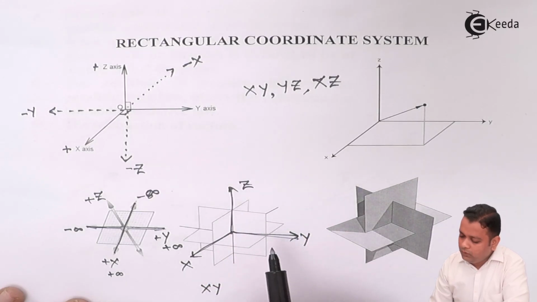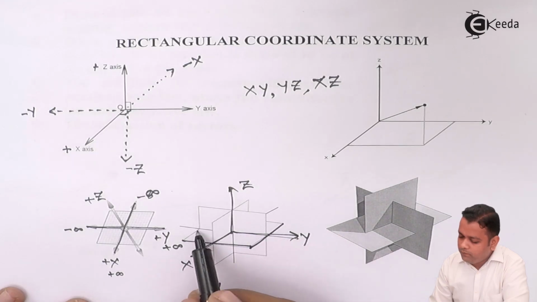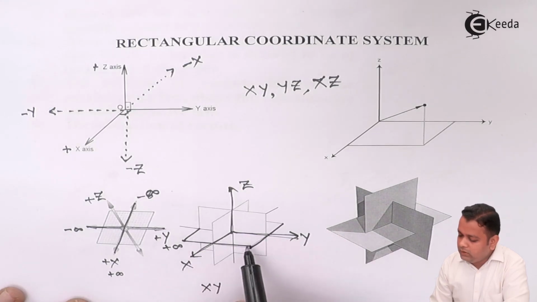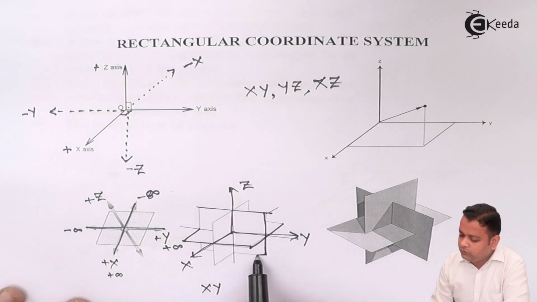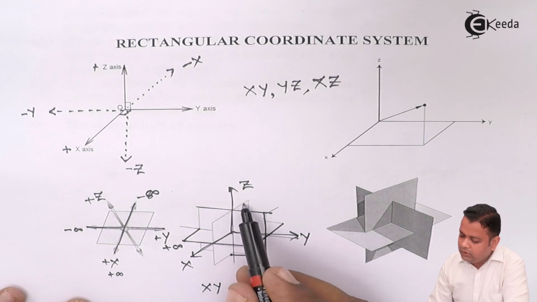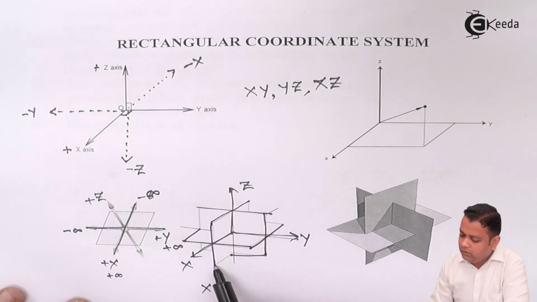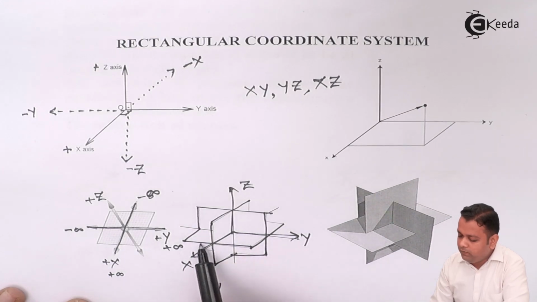So this plane is the xy plane. Now the yz plane is represented like this and the xz plane is represented like this. Okay, the behind portion can be imagined.